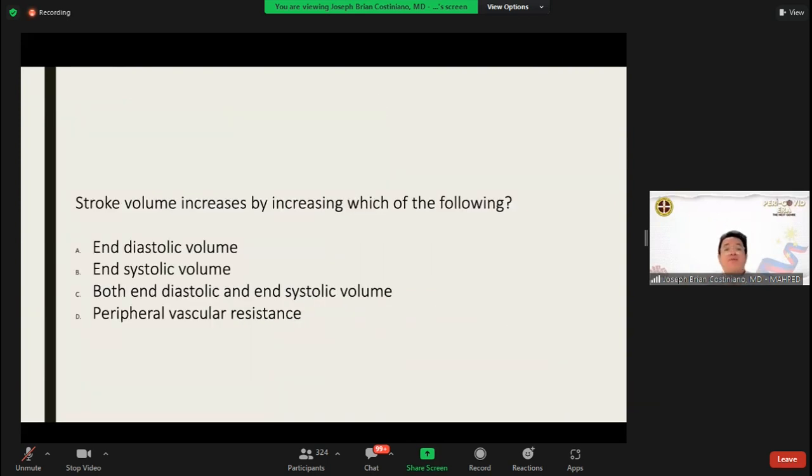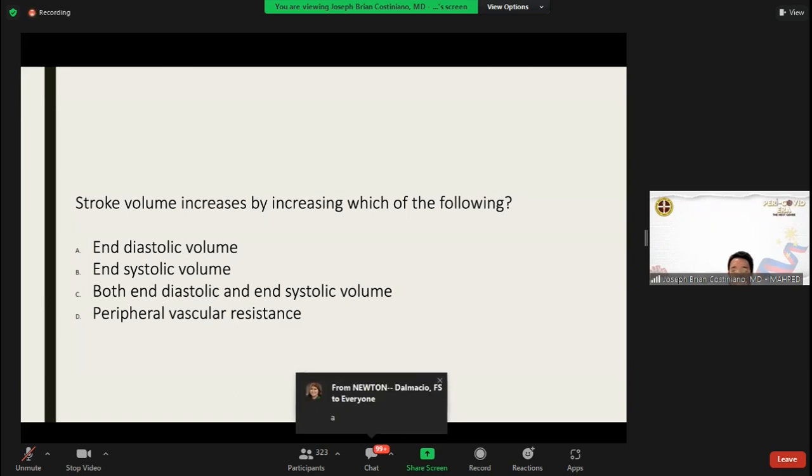Okay, let's talk about hemodynamics. Stroke volume increases by increasing which of the following? Is it A, end diastolic volume, B, end systolic volume, or letter C, both end diastolic and end systolic volume, or is it letter D, peripheral vascular resistance? How do we increase your stroke volume? Is it by increasing EDV, ESV, EDV plus ESV, or peripheral vascular resistance?